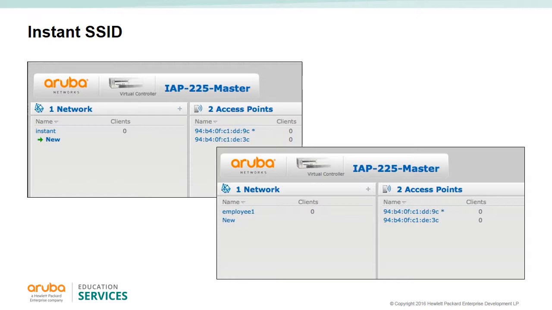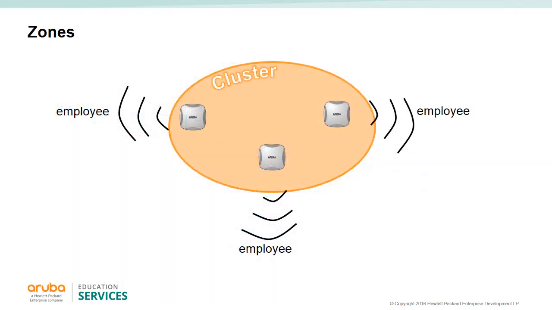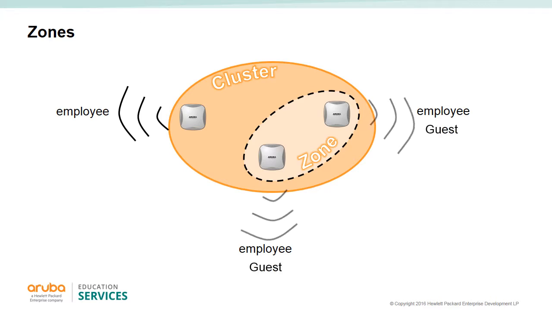Once the first wireless LAN is created, the open instant wireless LAN is automatically deleted by the system. An IP or IPs can be placed in a zone. Please note that an IP can only belong to one zone. All SSIDs that are not part of a zone will be advertised by all IPs in the cluster. Any SSID configured as belonging to a zone will only be advertised by the IPs belonging to that zone. If the SSID is configured in a zone but no IPs are part of that zone, then the SSID is not broadcast.